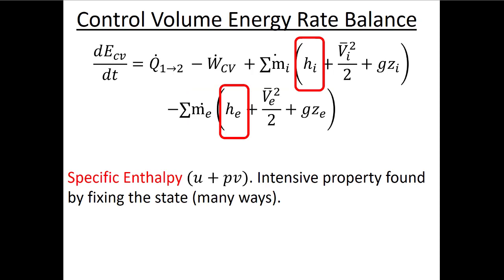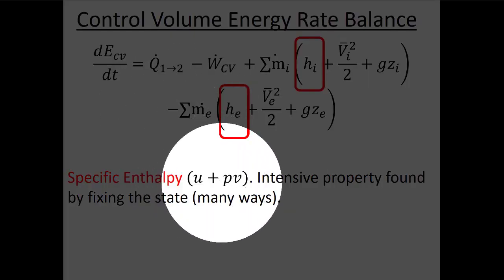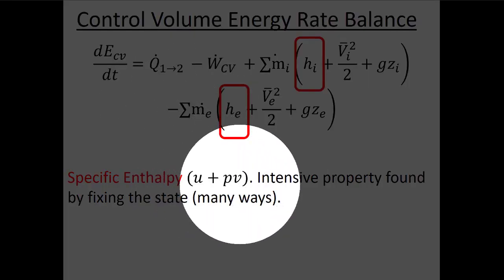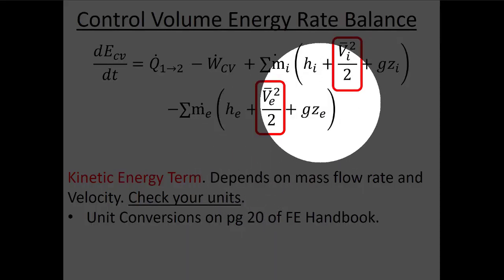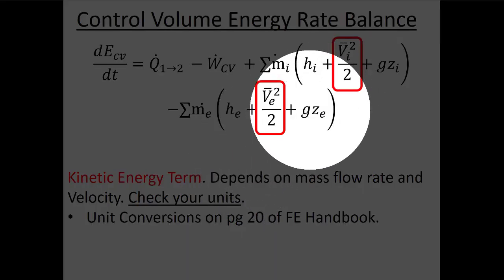Inside, we're tracking three different types of energy that can enter or exit with the mass flow rate. The first is the specific enthalpy, which we'll remember is really the specific internal energy plus the pressure times the specific volume. Then we have this kinetic energy term, V squared over 2. Remember, the units here are going to be tricky. Right now, this is the metric version of this equation because we're dividing by 2 and not 2gc.